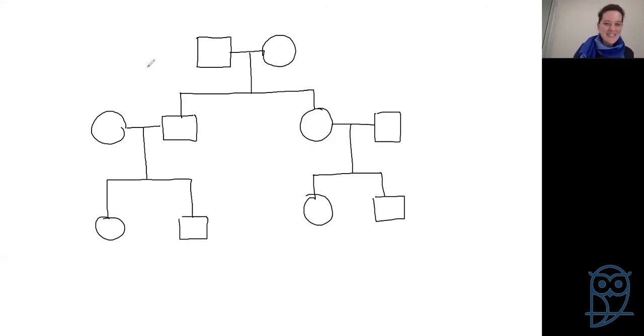Okay, so we're going to say this one here is expressing our phenotype, and this one here is expressing our phenotype. And our phenotype here is color blindness.